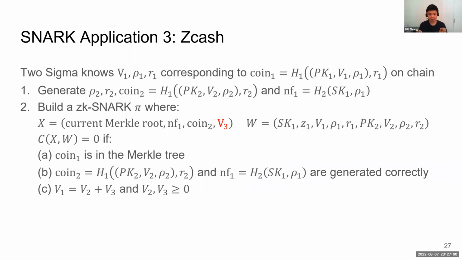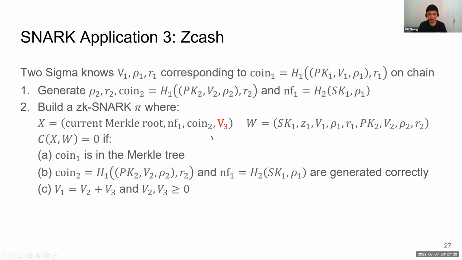So in this case, the public information built into the proof is going to be the current Merkle root of all the coins, the nullifier that 2σ is preparing to send to the chain, the new coin that 2σ is going to send to the chain, and anything about the transparent transaction outputs, like the V3. The V3 is part of the transparent transaction. That can all be public. So because X is all the public information, all the transparent transaction information can be part of X.